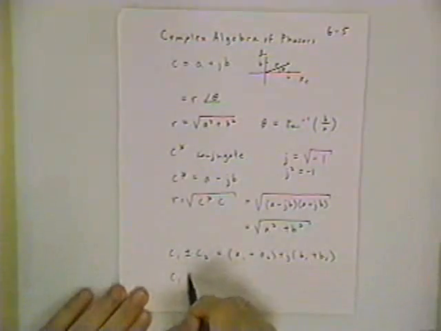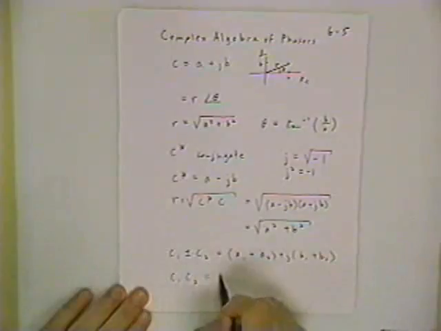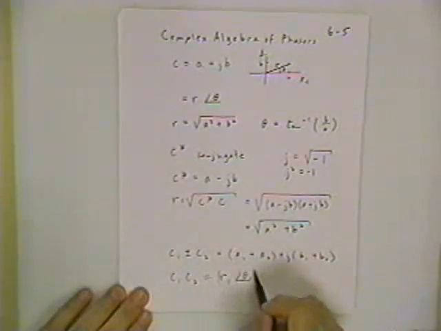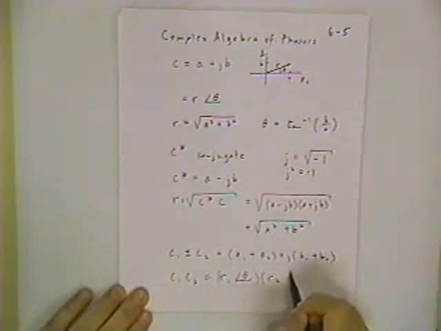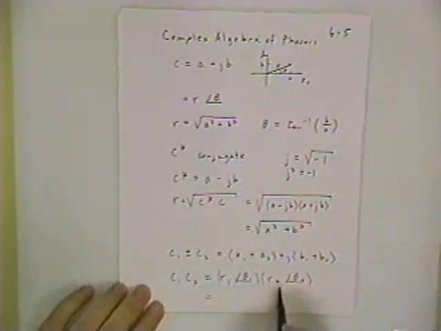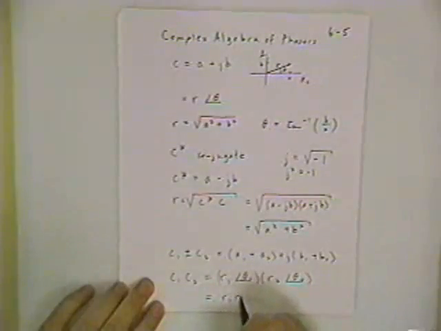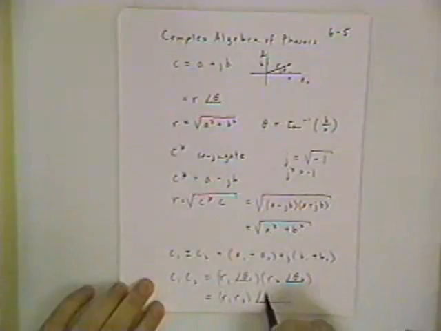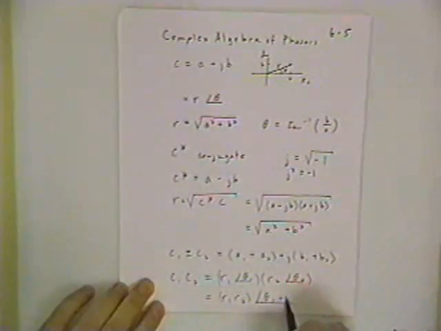If you want to multiply them, the best idea is to convert over to the polar form first. And then multiply according to the rule that says the amplitude is just the product of the amplitudes. The phase angle is just the sum of the phase angles.